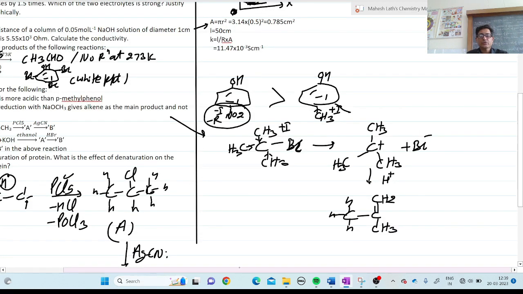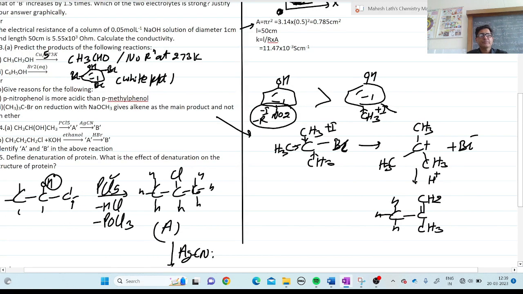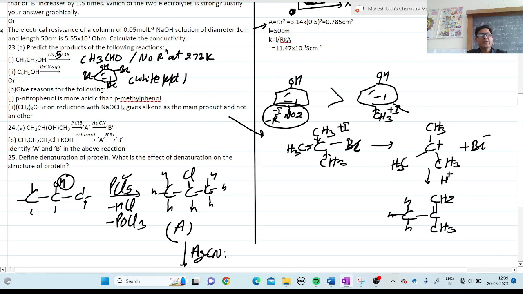Now last question of section B. Define denaturation of proteins. When proteins lose their activity, it is called denaturation of protein. Why does the protein lose its activity? Because secondary or tertiary structures are converted into primary structure.